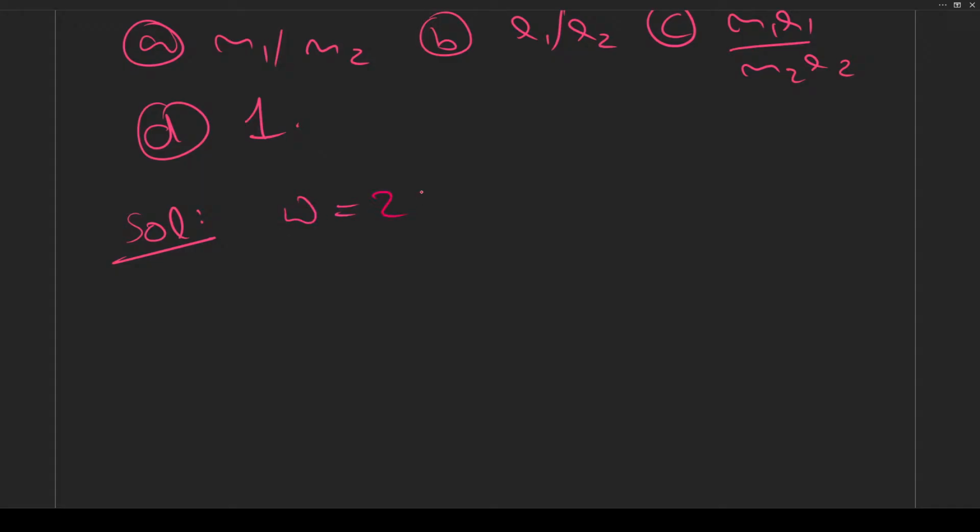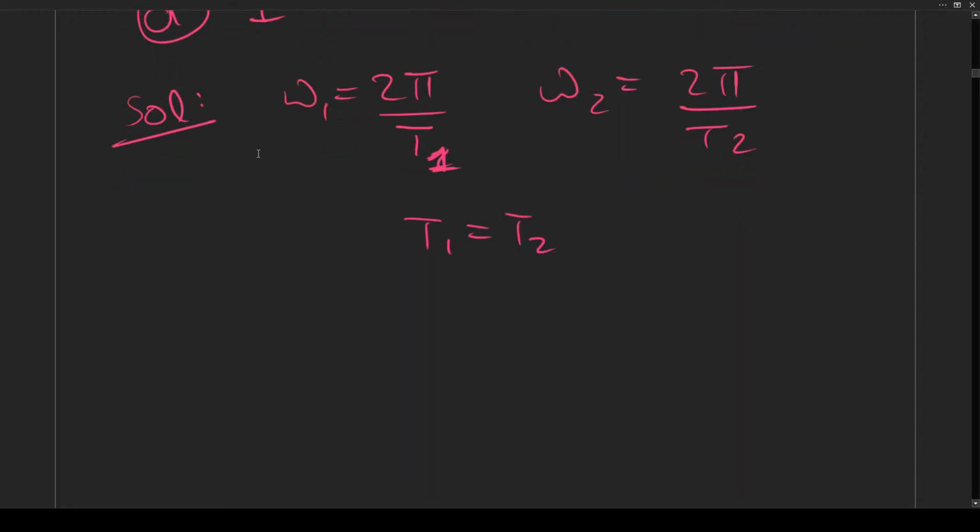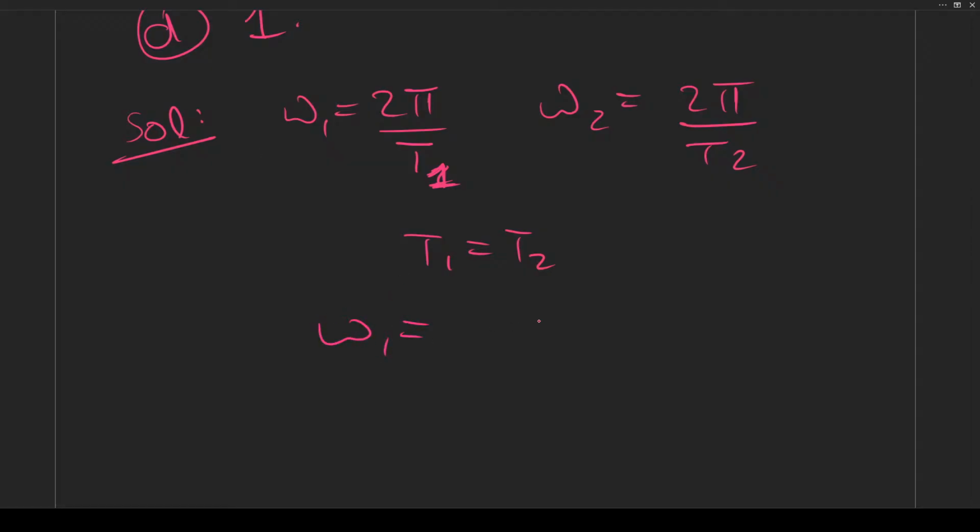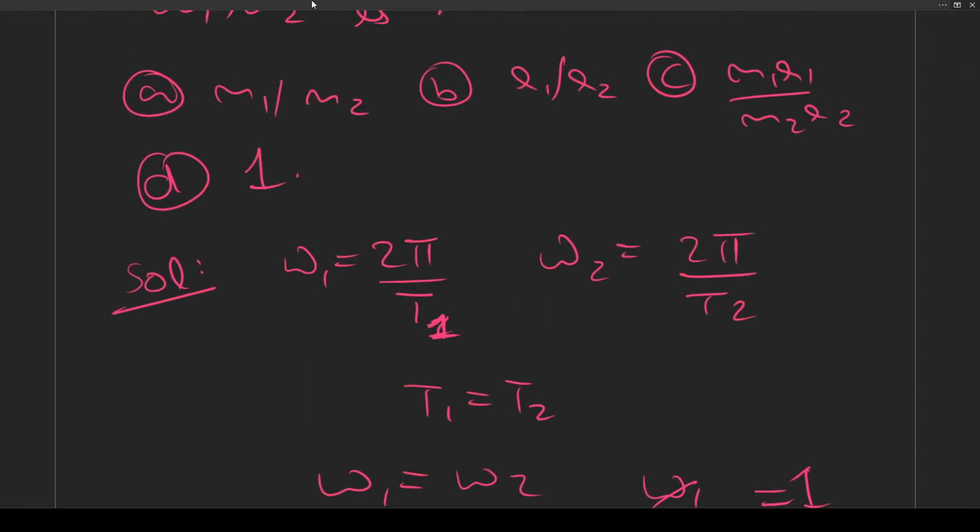Angular velocity omega 1 is equal to 2 pi by t1 and omega 2 is equal to 2 pi by t2, and t1 is equal to t2. So omega 1 is equal to omega 2, and omega 1 by omega 2 is equal to 1. So the answer is option D, that is 1.